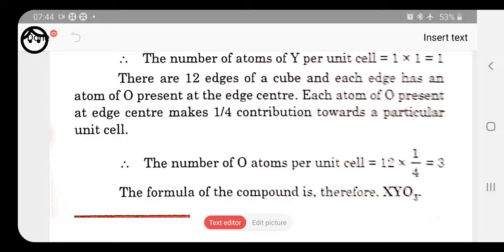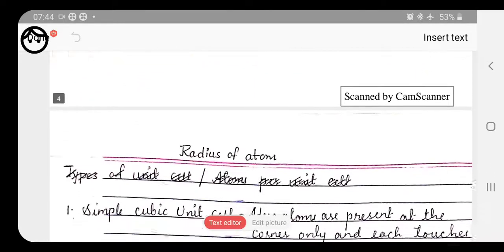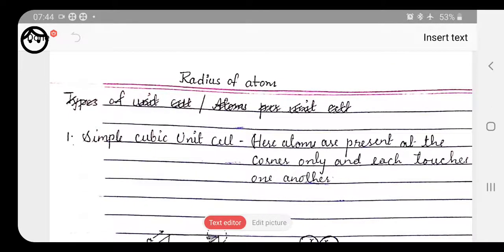Okay, so let's continue with another very important topic of this chapter, that is radius of atom. We can also calculate the radius of atom, which we have done in class 11. Whenever we are talking about metals, they are simply arranged next to one another. So the radius of the metal we can take by taking the distance between the nuclei of these two atoms. That is the diameter, and by taking half of it we will get the radius.